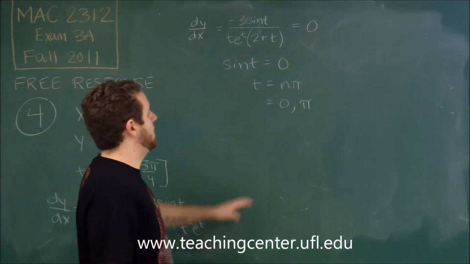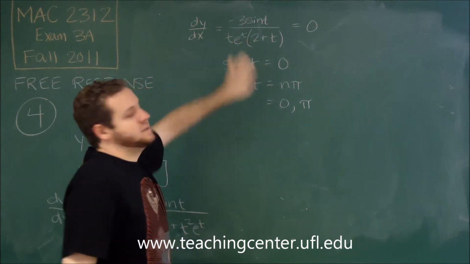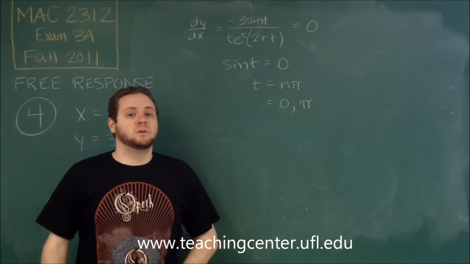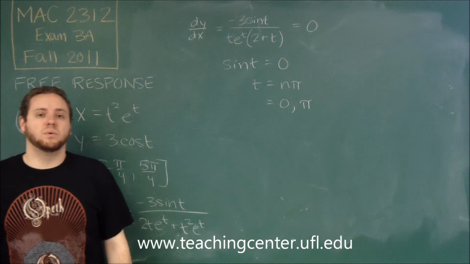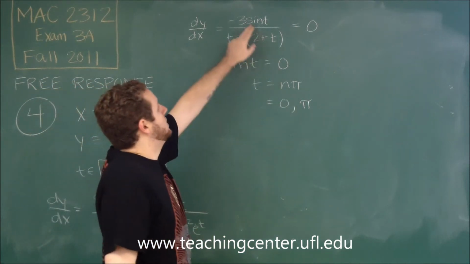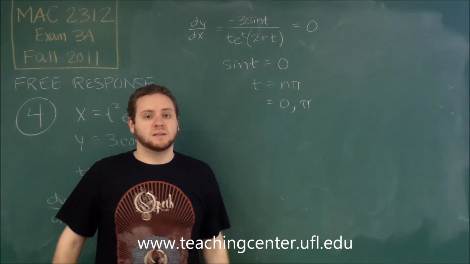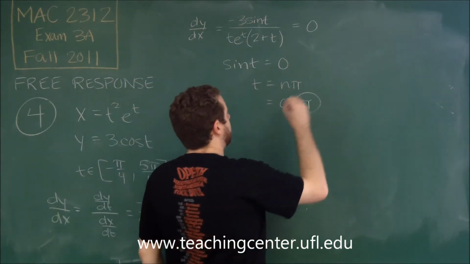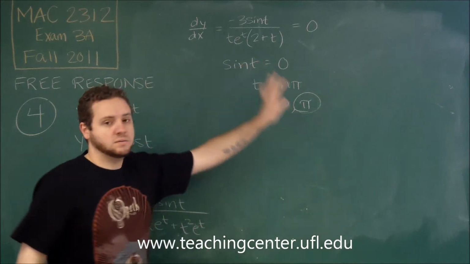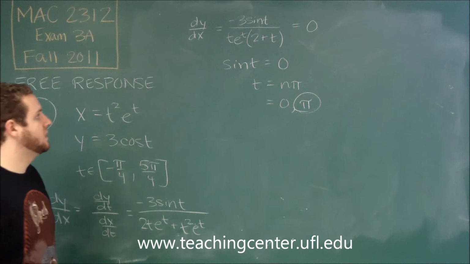Well, let's see what happens when we try this. When we plug in 0, we get 0 on the top, but we also get 0 on the bottom. So that's indeterminate. We don't know if that's equal to 0, and we'll have to do more work to figure that out. For pi, though, sine of pi is 0. The bottom just gives you some positive number, so we do get 0. So this is certainly a point where our tangent line is horizontal. For 0, we're going to have to do more checking.